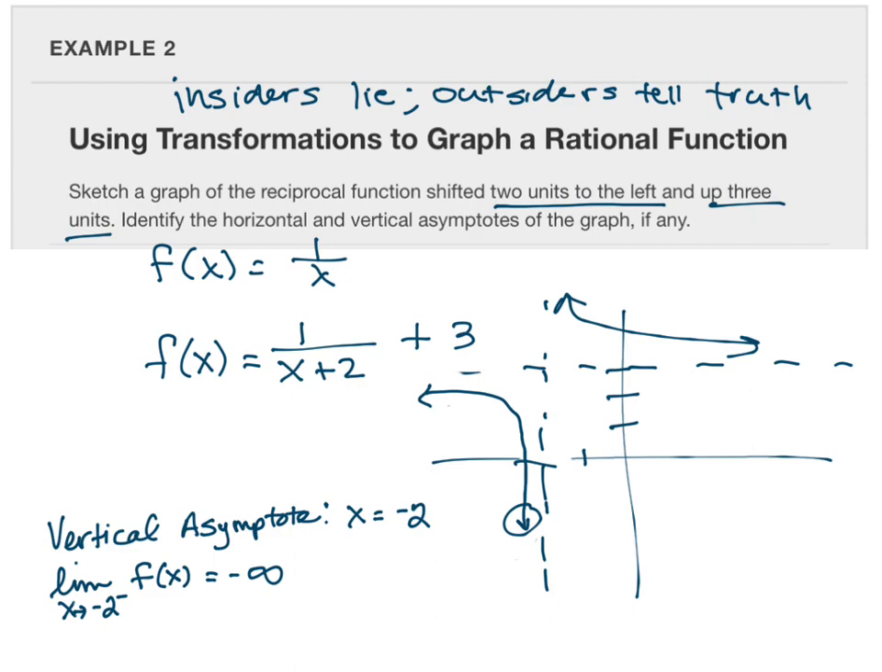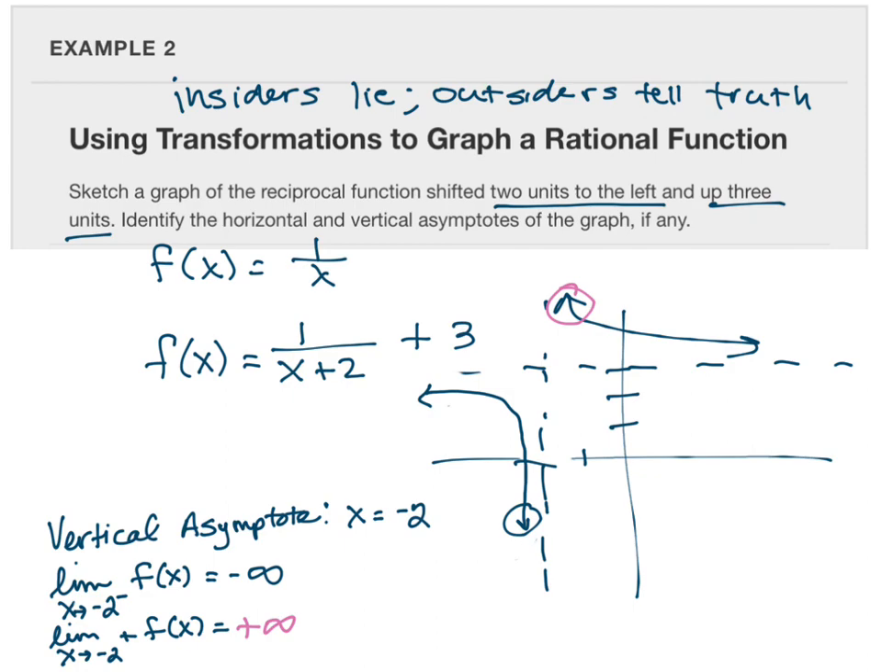So I got negative signs everywhere. It's a -2 from the left. Good call. And on the other side of that, the limit as x approaches -2 from the right of f of x is positive infinity. Can you tell? Look right here. This tail, it's going up. Positive infinity, which tells me I've got a vertical asymptote at x equals -2.